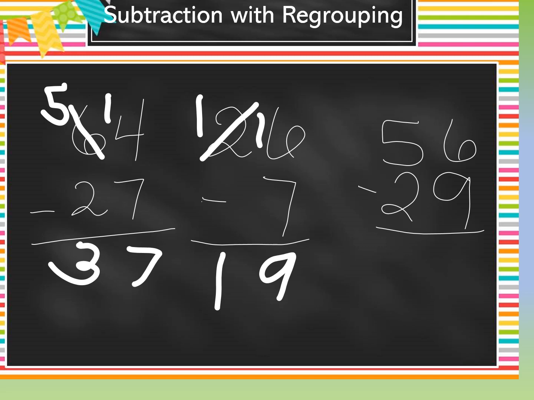Then we have 56 minus 29. 6 minus 9 in the ones column, we can't do it. So we're going to borrow 10 from the tens column. 16 minus 9. Turn and tell your partner. 7. 4 minus 2 equals 2.